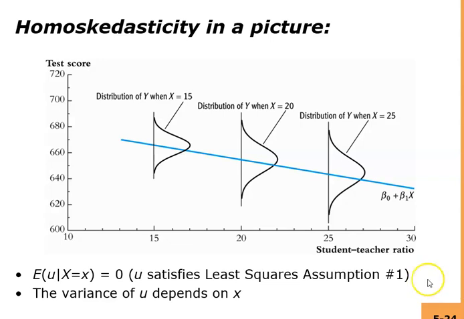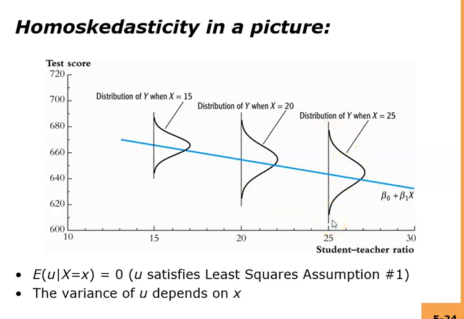What we have over here is the distribution of the residuals or the error term when x is equal to 15, when x is equal to 20, and when x is equal to 25. X in this case is our student-teacher ratio, and we are looking at the relationship between student-teacher ratio and test scores. As you can see, the distribution of u changes given the values of x. When x is 15, the distribution is tighter. When x is 20, the distribution is slightly wider. And when x is 25, the distribution of u is the widest.